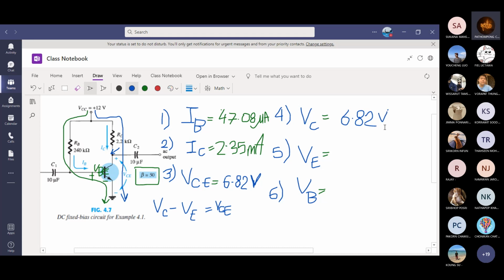Have you solved? Is it zero? VE is 0. Right, you're right. VE is here, the emitter, connected to the ground, 0 volts. What about VB?